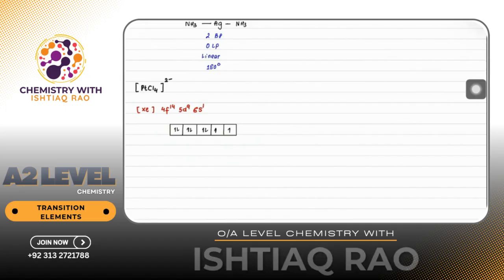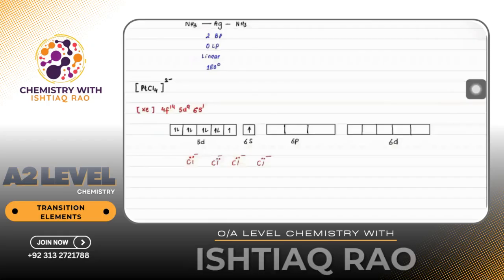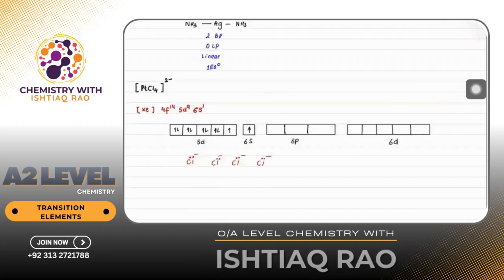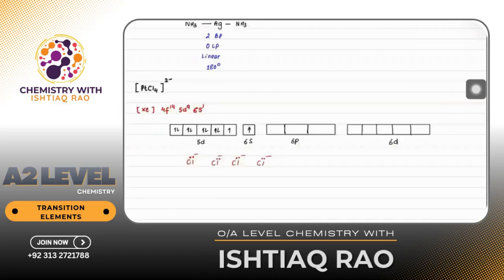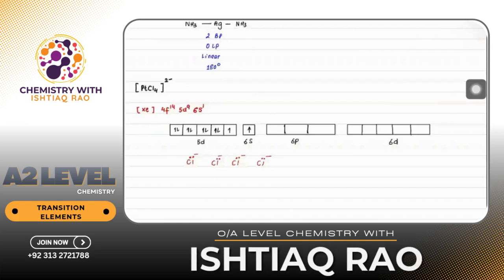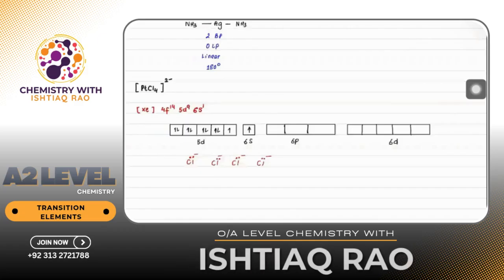Now I can write down the number of electrons: 1, 2, 3, 4, 5, 6, 7, 8, 9. So I can write 9 here, and then s1, right? This is going to be s1. It's a ground state.